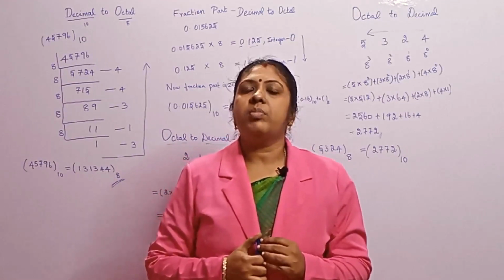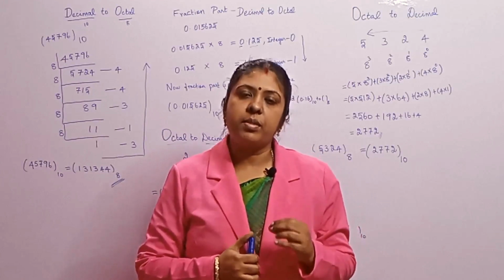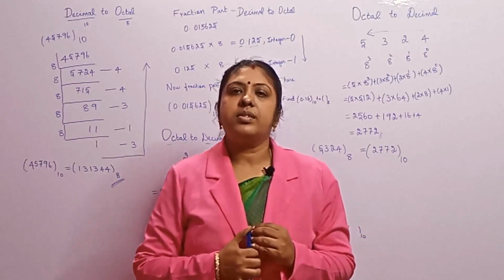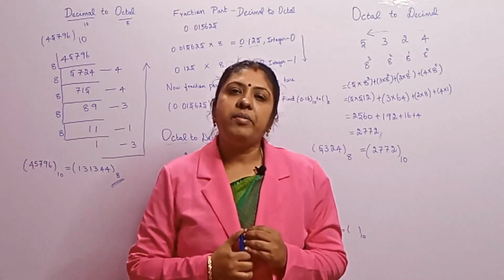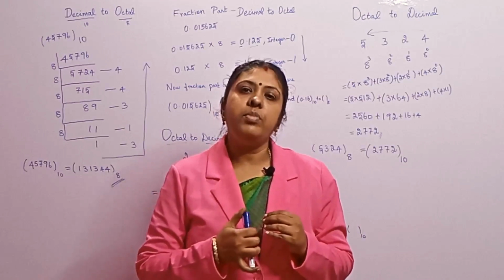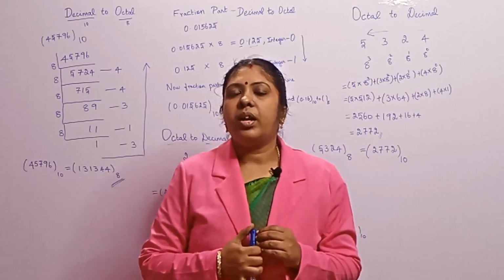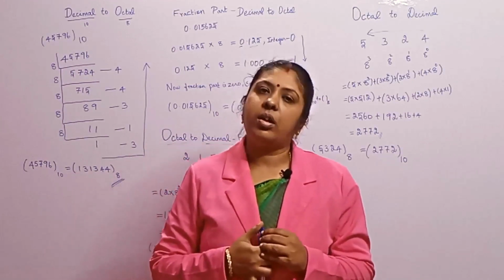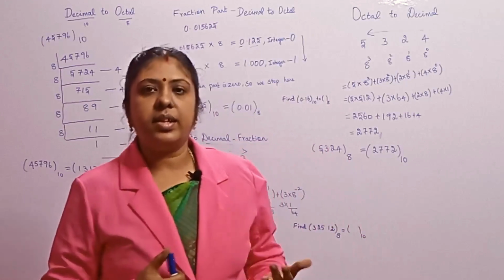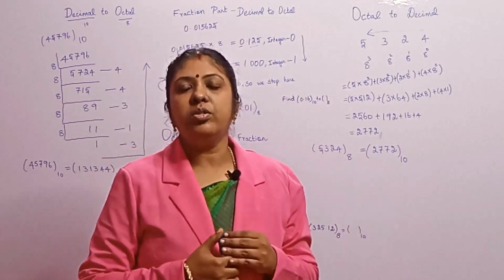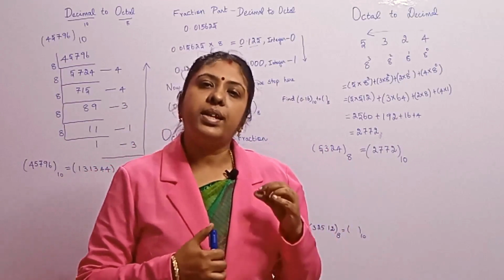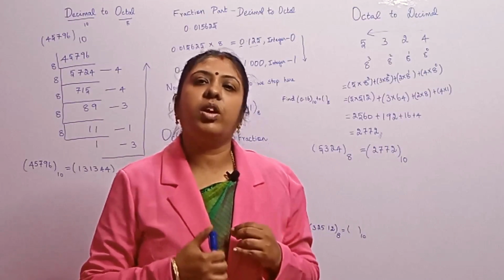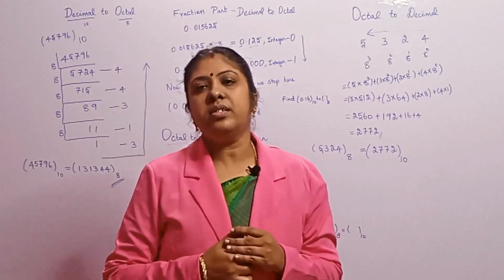The decimal number system has a base of 10 and consists of the numbers from 0 to 9. The octal number system has a base of 8 and consists of the numbers from 0 to 7. In today's video, we are going to talk about the conversions from decimal to octal, and then octal to decimal. We will see what to do for the integer part and what to do when we have a fractional part.